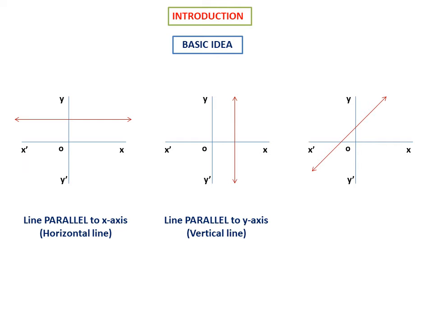See the difference. First one, it cuts only y-axis, parallel to x-axis. Second case, it cuts only x-axis, parallel to y-axis. Third case, it cuts both axes. So this is called inclined angle. So these are the only three possible cases. And we have to derive the equation of the line based on three cases only. So this is the major idea or theme of this straight line equation.